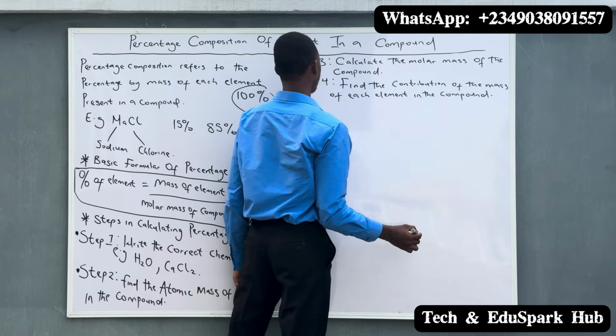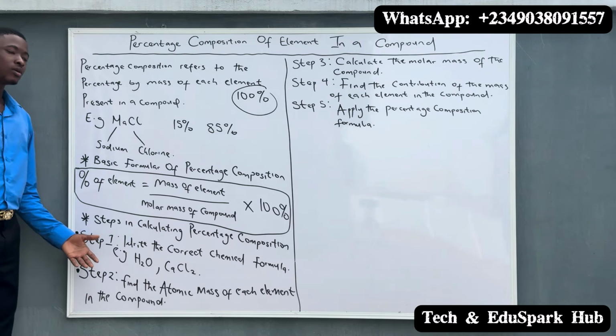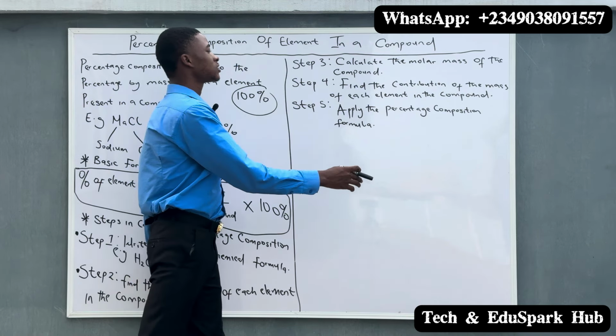The second step is to find the atomic mass of each element in that compound. So you can find the atomic mass of H in this compound, the atomic mass of Ca in this compound, and so on. And the third step is to find the molar mass of the compound itself.